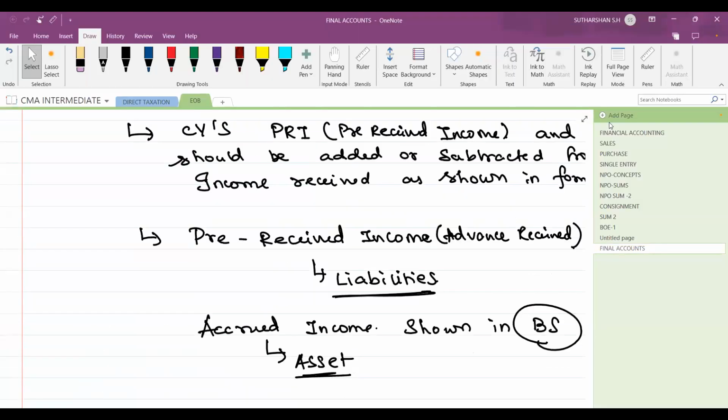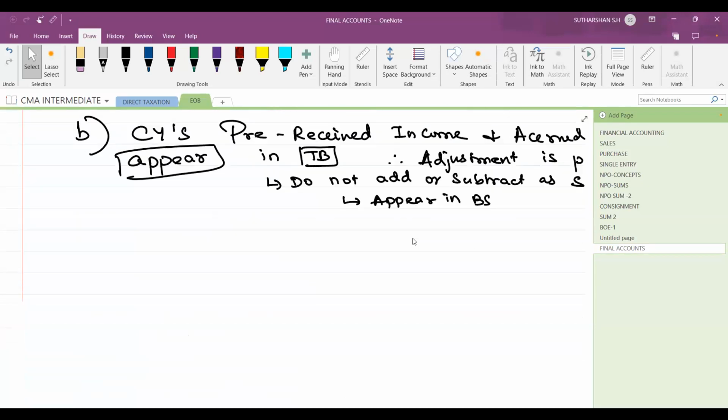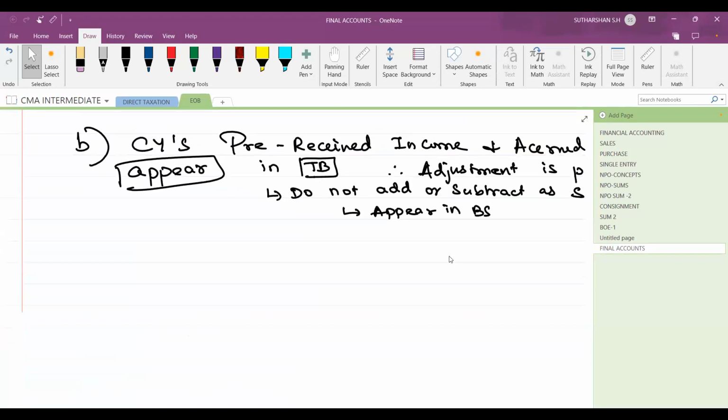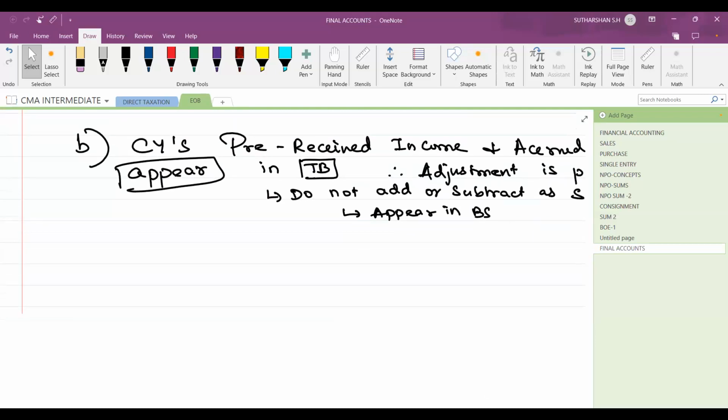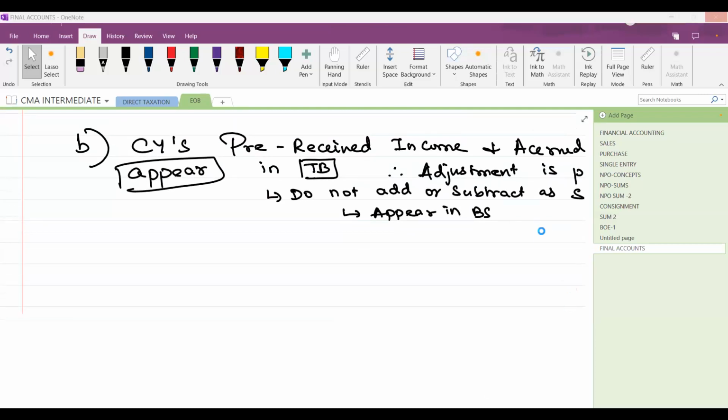Next, we are going to another interesting area, which most students feel is a difficult area. Most of the students don't remember this part. I assure you, they don't remember this part.